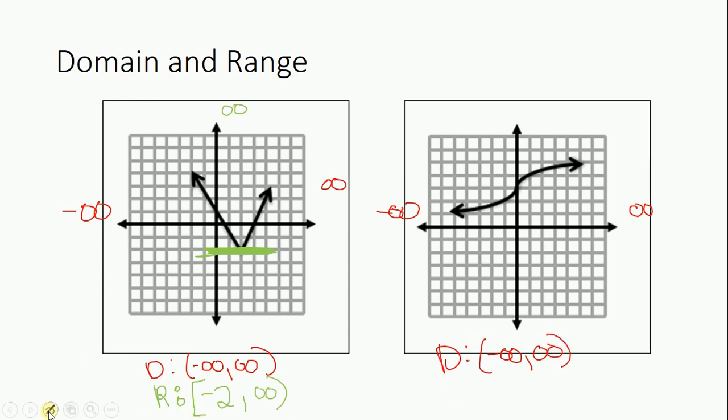My range for this guy, well, he's going to keep going down, right? He's going to keep going down, down, down. So he's going to go to negative infinity. And he's also going to come up to positive infinity. So my range would be from negative infinity to infinity. A lot of graphs actually have that for their domain and their range. You'd be very surprised how often that does happen.